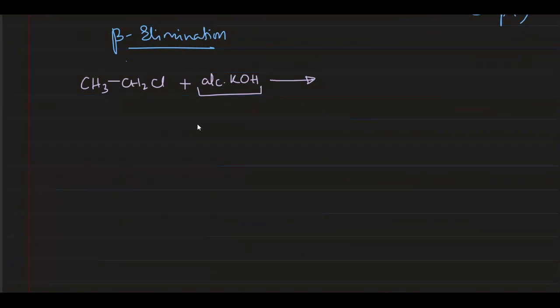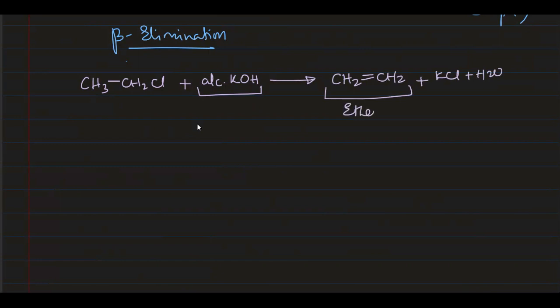So now here what happens is we get the eliminated product, that is CH2=CH2 plus KCl plus H2O. This will be the product. So here you see we have got an unsaturated compound, which is ethene. So such reactions are called elimination reaction, and this is a beta elimination also. Let me explain what is this beta elimination. CH2, H, Cl, H. So in presence of alcoholic KOH, same OH minus.